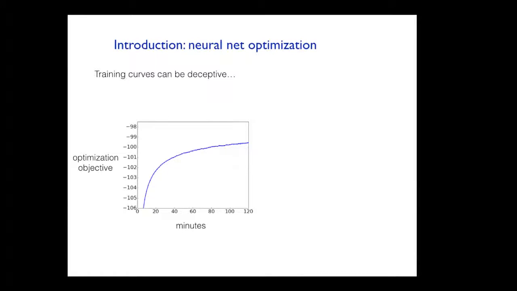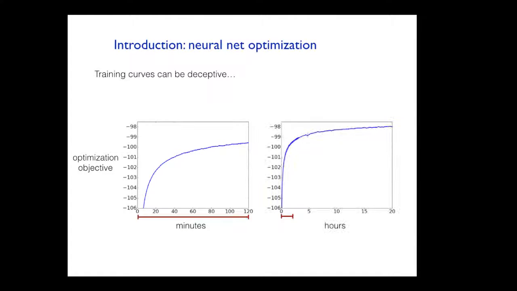And so I first want to point out that if we're training a neural network, we can look at training curves, but that's often very deceptive. So in particular, the optimization objective might appear to level off over time. And so we look at this and we think, OK, it's almost done training. Might as well stop here. But then actually, if you run 10 times longer, you see that it is actually still improving. It's just improving very slowly.